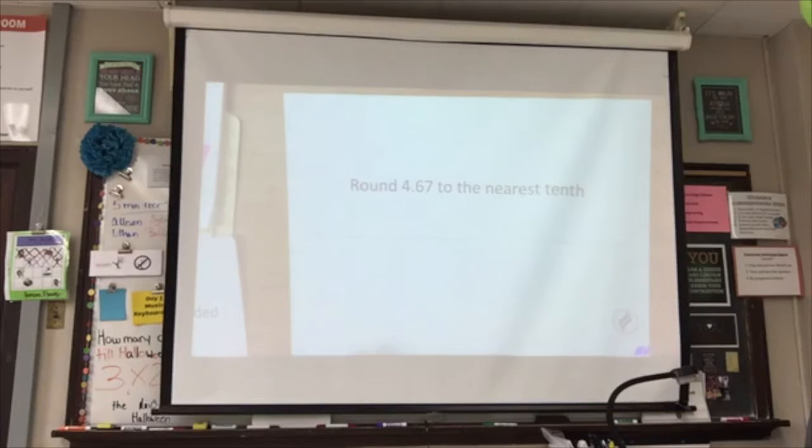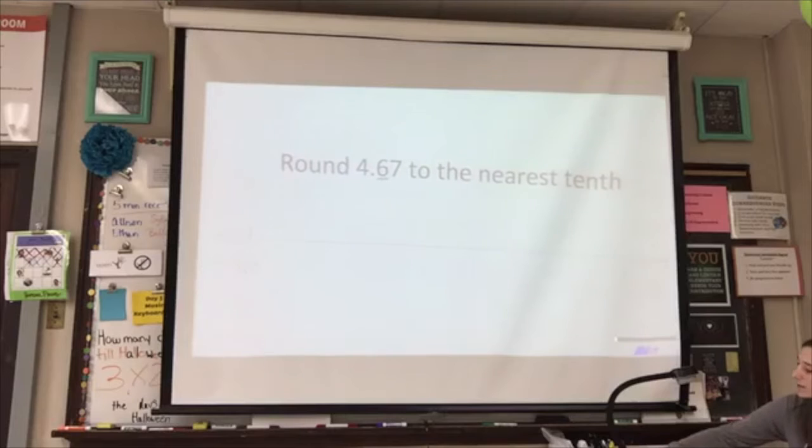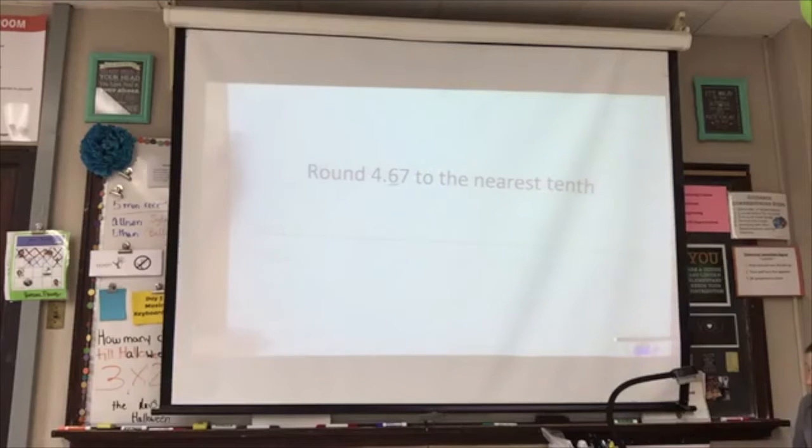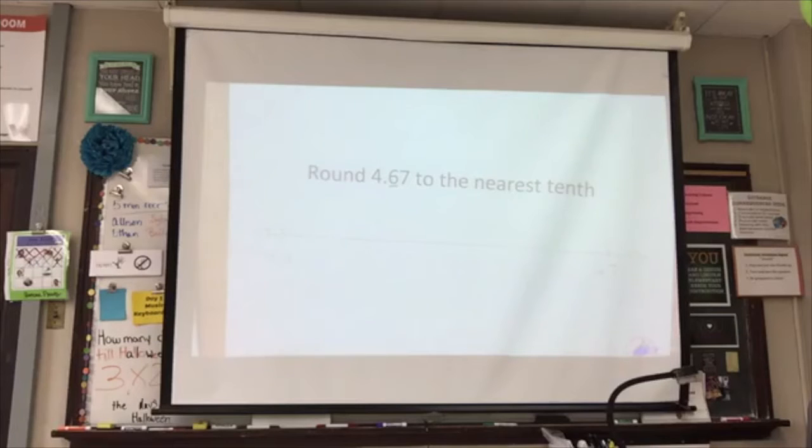So when I want to do this, and I'm rounding to the nearest tenth, you can underline my tenth place value, and I'm thinking, well, is it going to become 4 and 6 tenths or 4 and 7 tenths? That's what I'm really determining, right? So on my number line, I've got them on either side. I'm going to add ticks inside this number line so I can place my decimal.